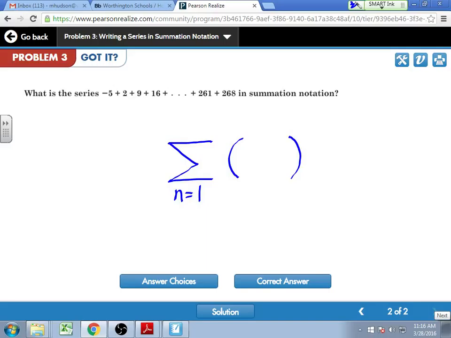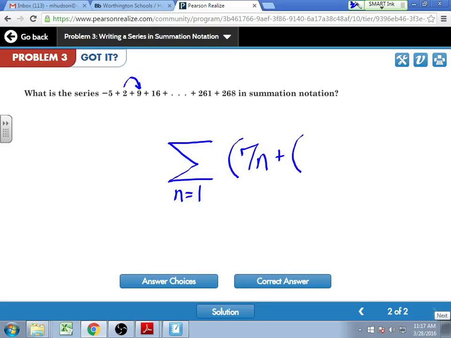Sigma means summation. That's just mathematically, sigma means summation. It adds up all the terms. So summation means add them all up. How do I write my expression for that series? Well, we know we start somewhere, and we know that we move somehow. How am I moving from one term to the next? Adding 7. So now it's going to be 7 times n plus where I started at.